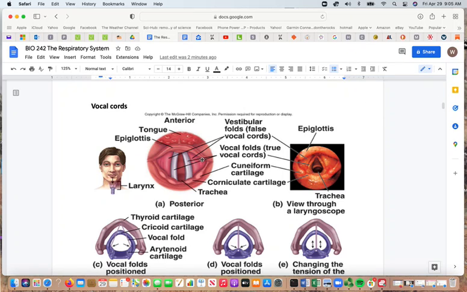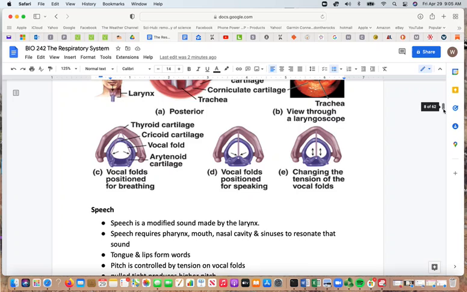This is showing here the vocal cords. So you've got the true vocal cords here, and then your false vocal cords out there. This is an actual photograph of the vocal cords. This allows you to see the difference in the position of the vocal cords when they're open for breathing versus when they are speaking. And this is the direction that you change the tension of the cords.